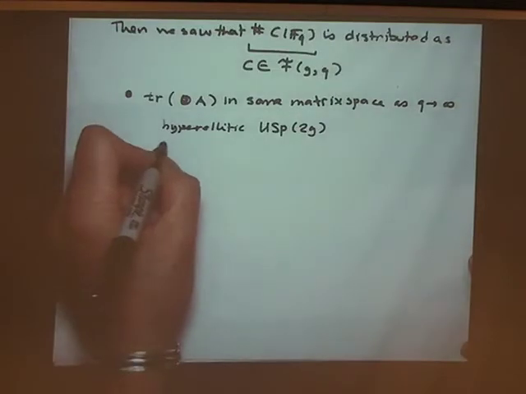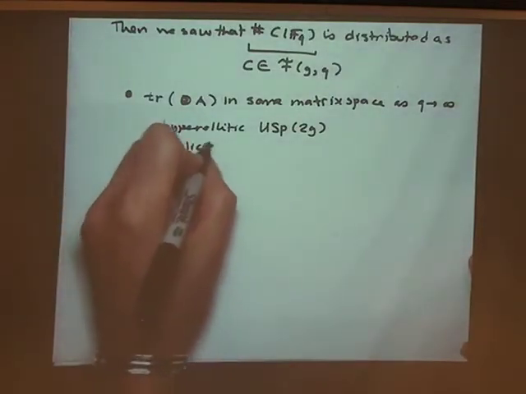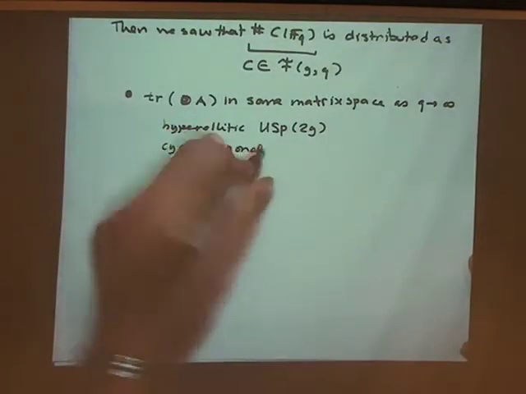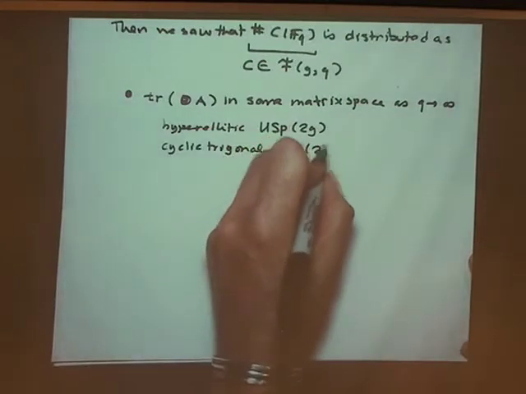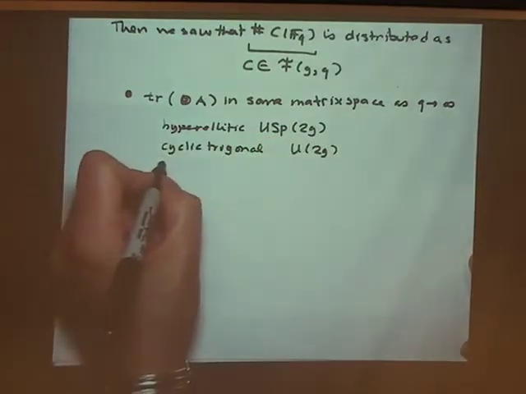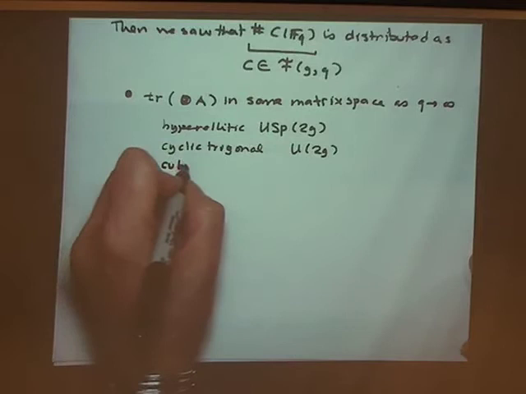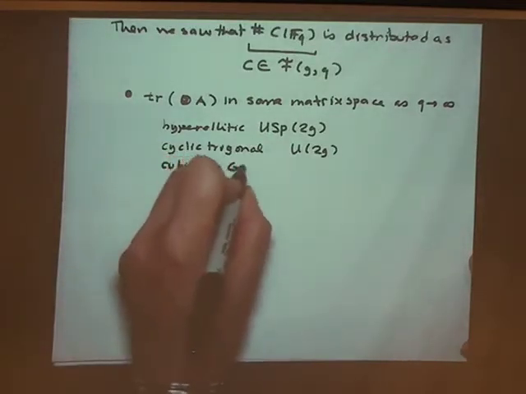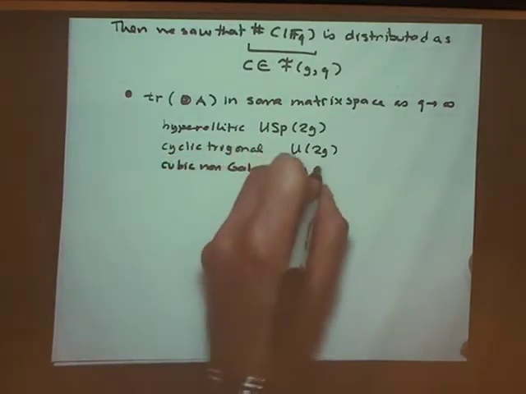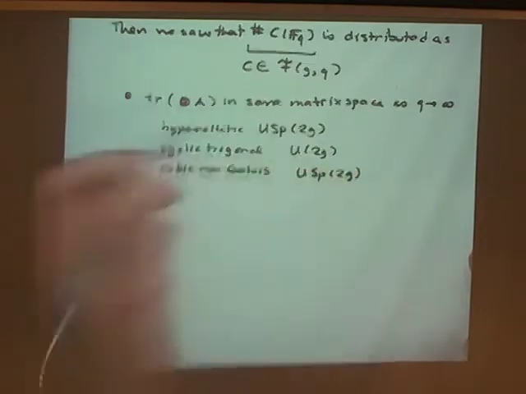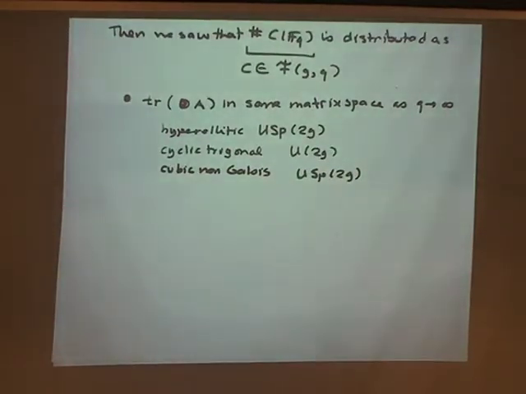Also, if we take cyclic trigonal curves, the group was, I didn't mention it, but the group is U(2g). And if you take cubic trigonal, or cubic non-Galois, not too sure of it, it's also USp(2g). We didn't use it that much, it's a fact that it's like that. Soon I'm going to use a different symmetry type to say something very nice about those families without taking q to infinity.